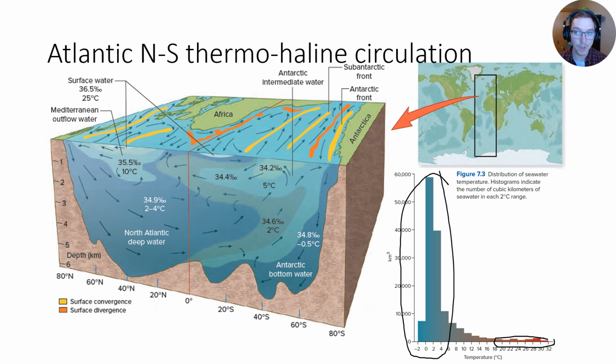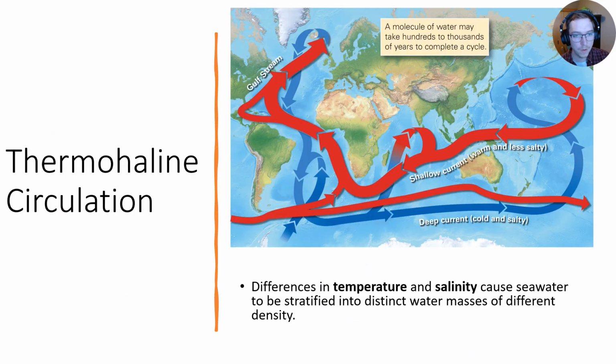Now, these differences lead to circulations within the ocean currents, these gyres that we were talking about in a lot of ways. That look something like this. So differences in that temperature salinity are causing our water to cycle. Let's see it here.